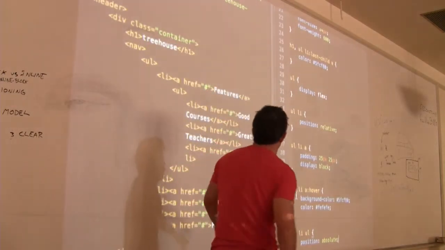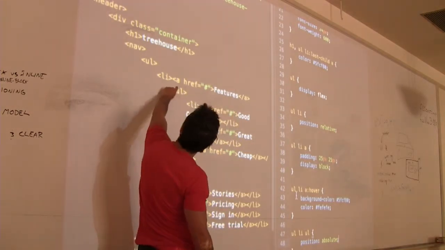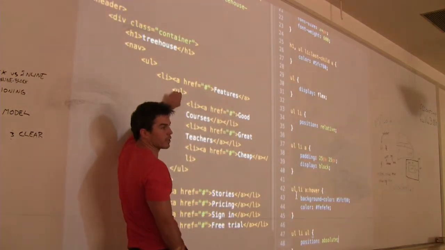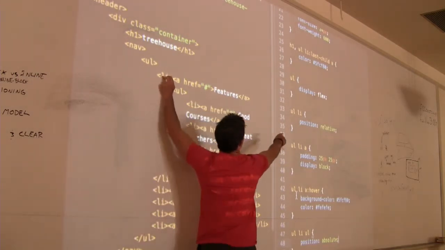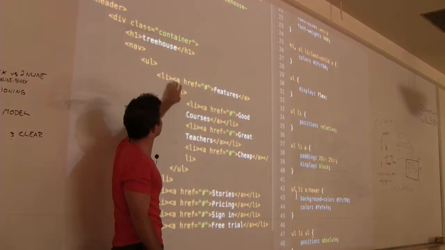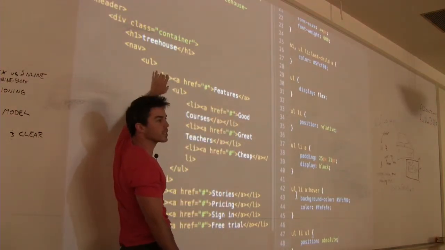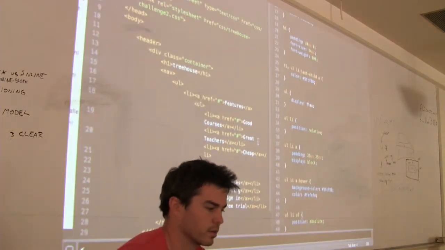So this unordered list has a position of absolute, so it's going to look for a parent element that has a position other than static. Boom, we gave list items a position of relative. So it's going to position itself based on this list item. So let's see what it looks like so far.